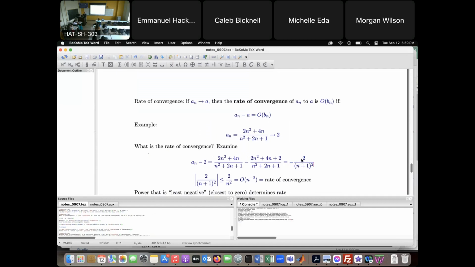So if I do something that makes the numerator bigger or the denominator smaller, that makes the fraction as a whole larger. So in this case, I'm taking the absolute value. Here I have n plus 1. Well, if I replace the n plus 1 with n, that's an upper bound. So I can conclude that a_n minus its limit of 2 is less than or equal to 2 over n squared. In other words, the rate of convergence is n to the minus 2.